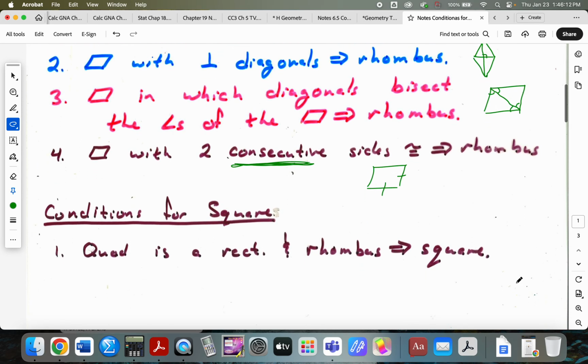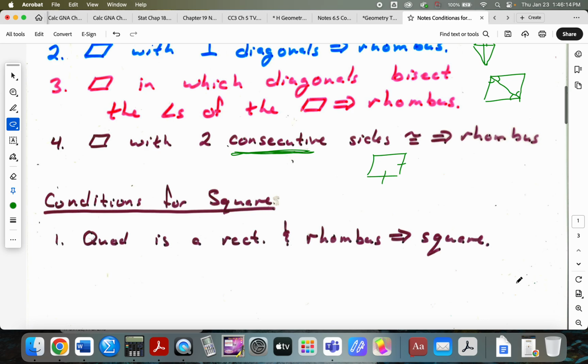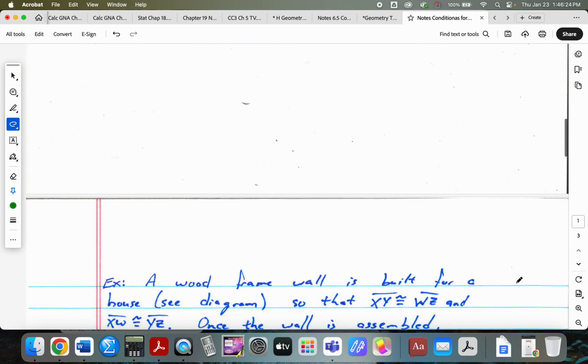And for a square, rather than listing a whole bunch of things, you got to know that it's a rectangle and a rhombus. If it's a rectangle and a rhombus, it's going to be a square. All right, let's go on to page 2.